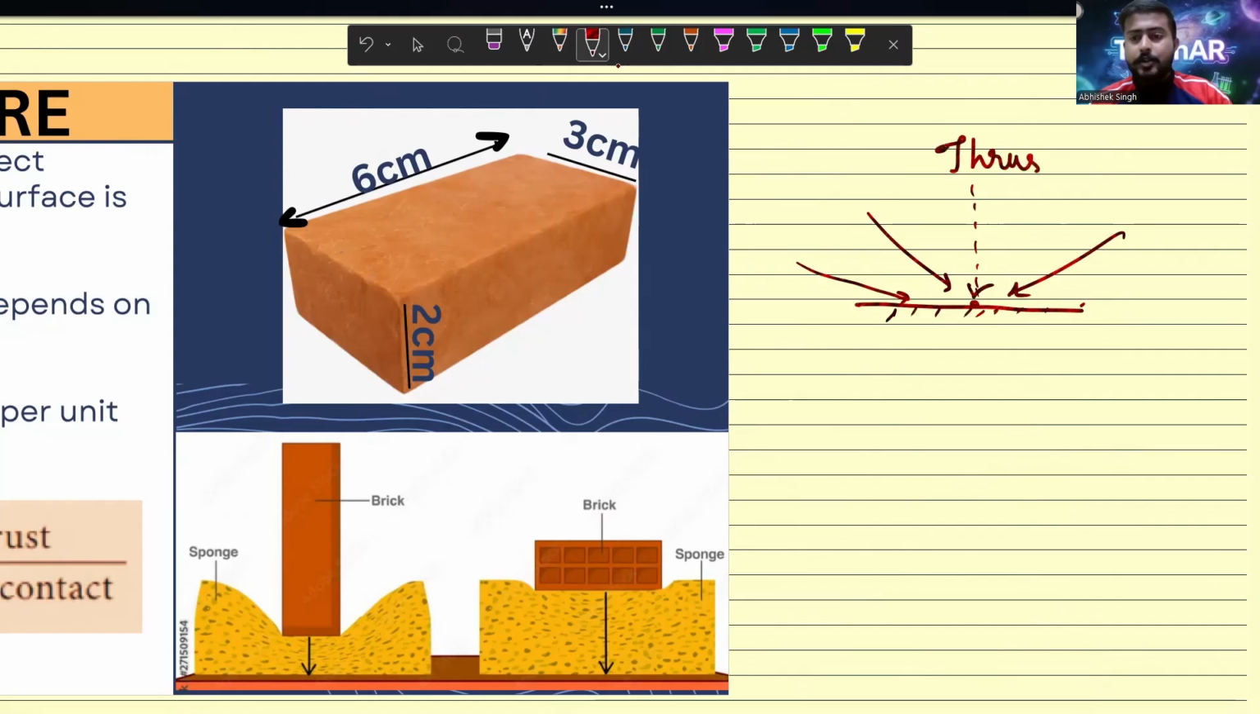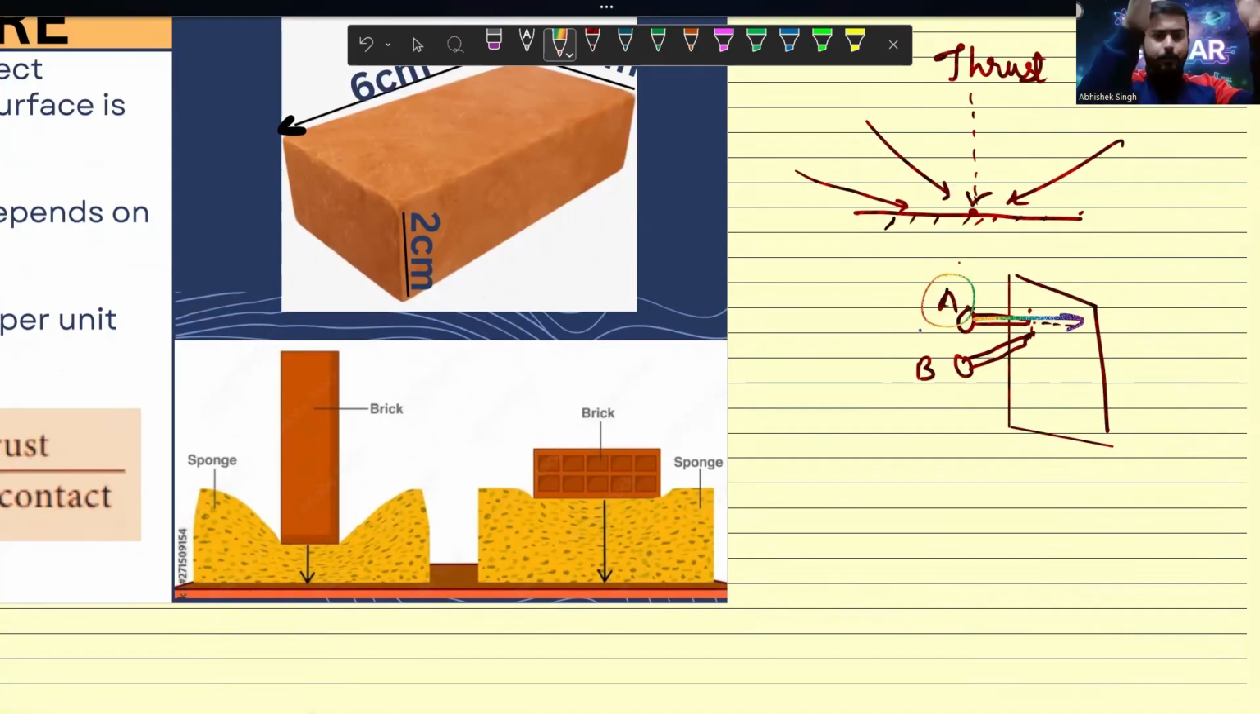that force is termed as thrust. So if I put this block on this sponge, and I put it from two different directions, first I put it vertically, and then I put the same brick horizontally. Now you can see some changes in both the cases. In the first case, you might see that the sponge is getting pushed vertically down a lot. It is showing a lot of movement.